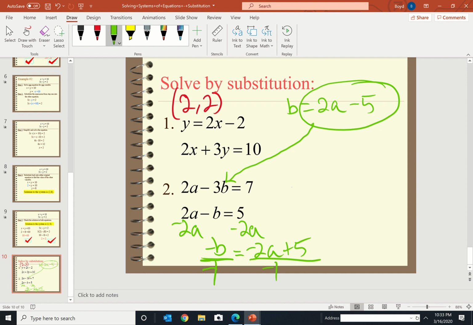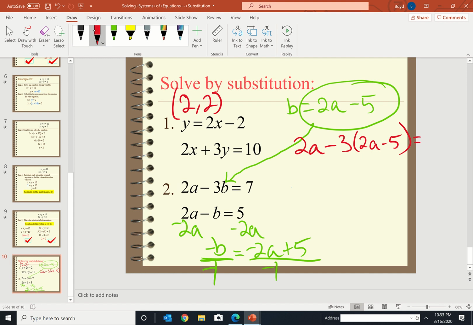Now that I know what B is equal to, I'm going to take it and substitute it in the place of B. Let's go ahead and do that. So the equation that we're going to solve now becomes 2a minus 3 times, I know what B is. B is 2a minus 5.